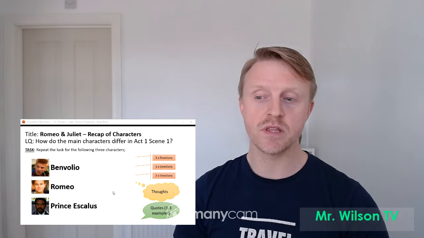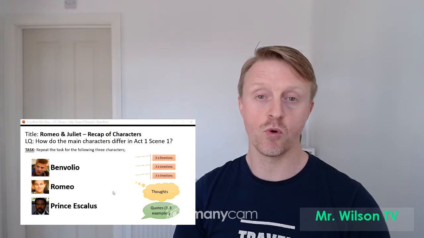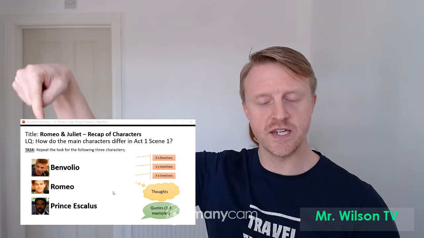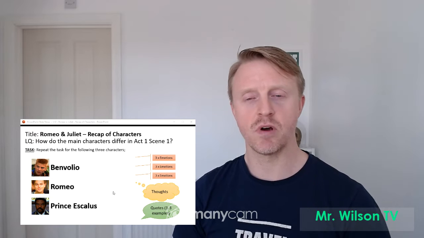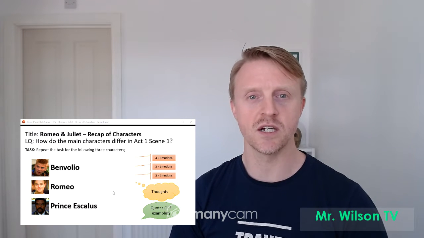So you need to do the same thing: find 3 emotions for each, a thought and 1 to 3 examples, so more quotes that would support your thinking. Right, pause the video, have a go at this, write it in your book, and then when you're finished, unpause it and we'll move on to the next task.